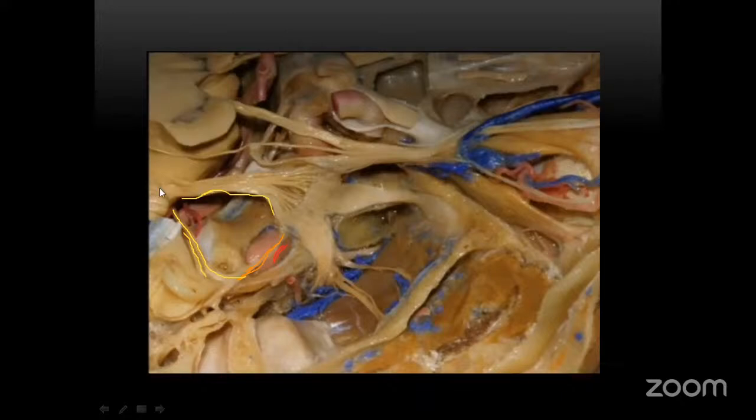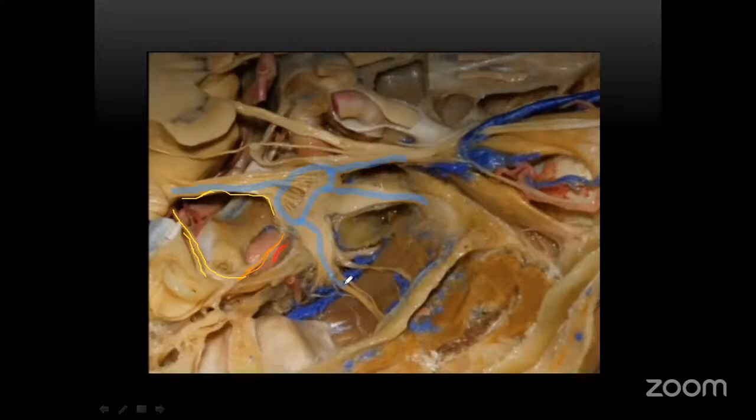So this is the trigeminal nerve coming here from here. This is the ganglion of the trigeminal nerve. This is V1. This is V2. This is V3. So beautifully they are directed.